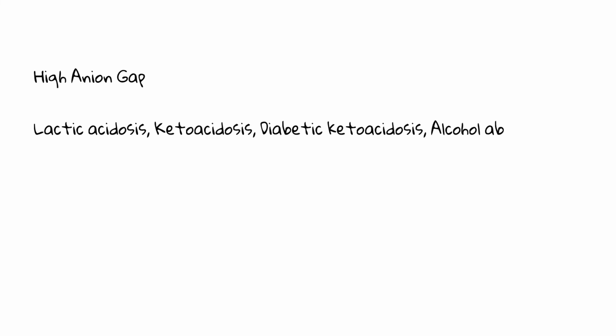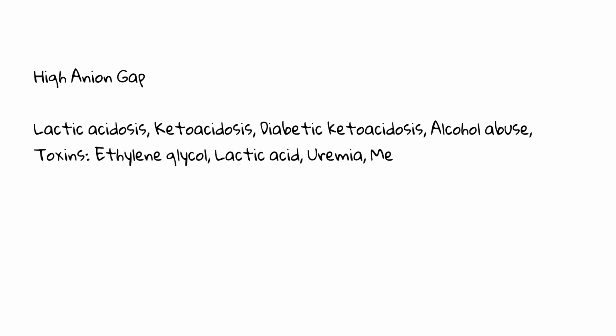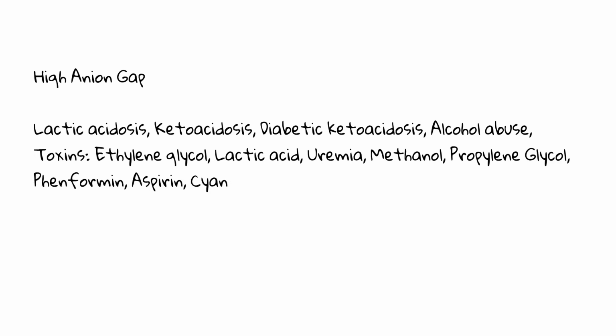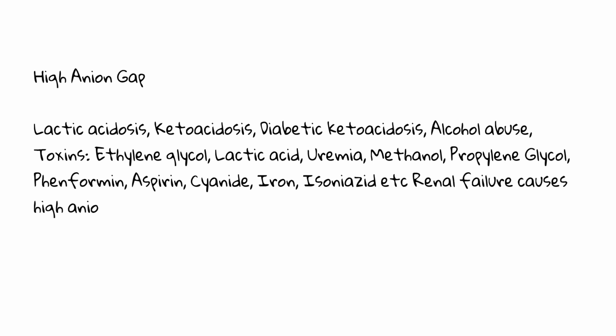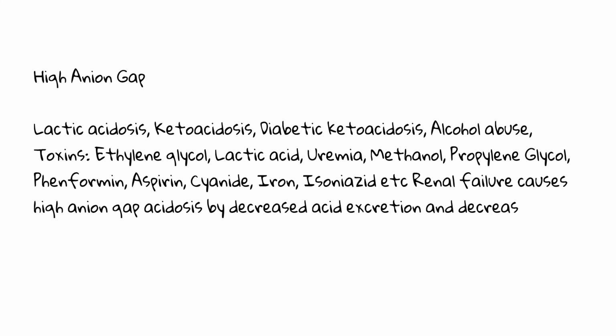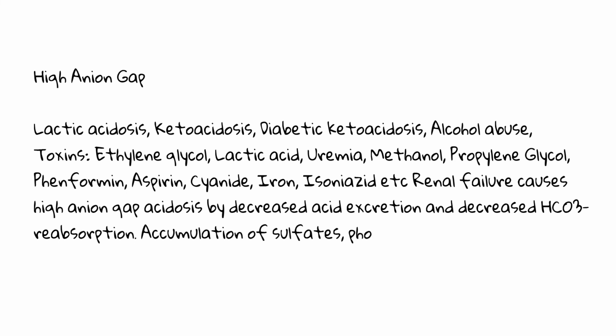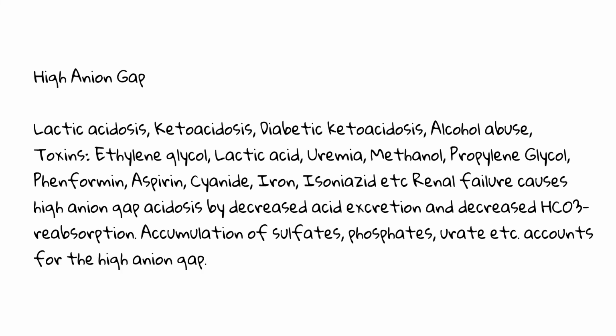High anion gap: lactic acidosis, ketoacidosis, diabetic ketoacidosis, alcohol abuse, toxins, ethylene glycol, lactic acid, uremia, methanol, propylene glycol, phenformin, aspirin, cyanide, iron, isoniazid, etc. Renal failure causes high anion gap acidosis by decreased acid excretion and decreased bicarbonate reabsorption. Accumulation of sulfates, phosphates, urate, etc. accounts for the high anion gap.